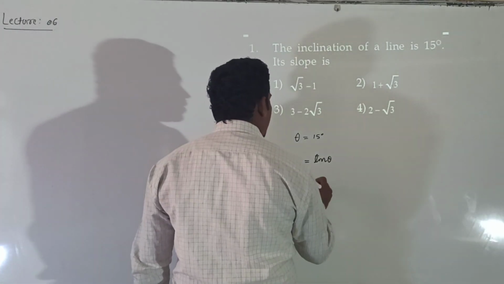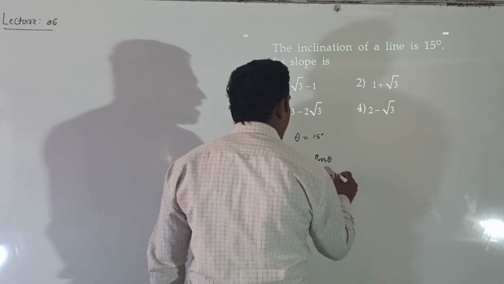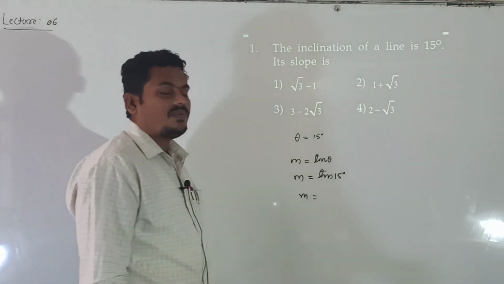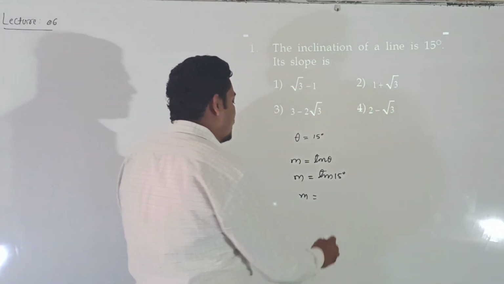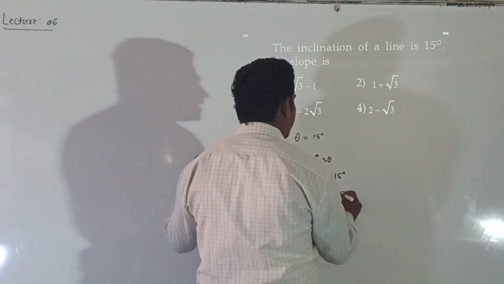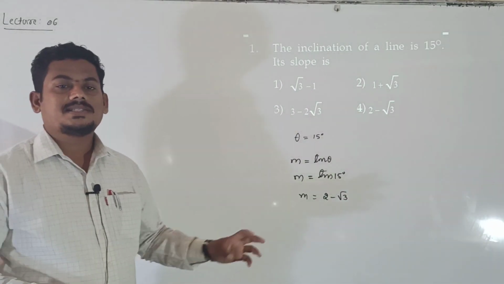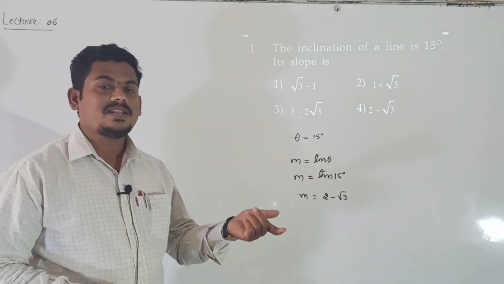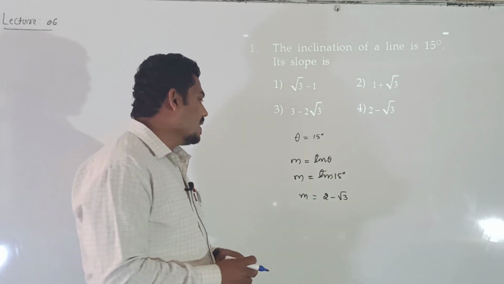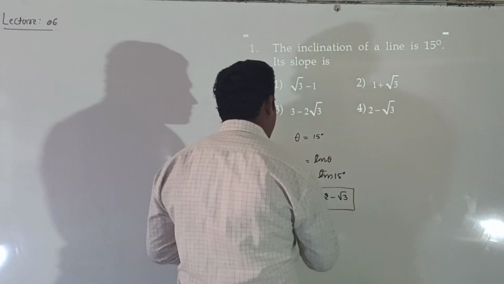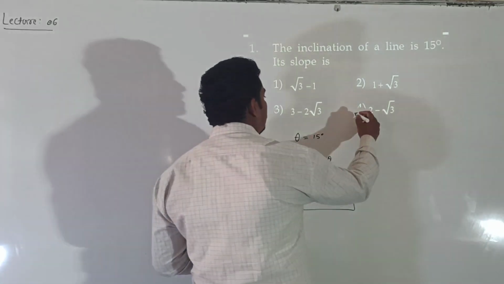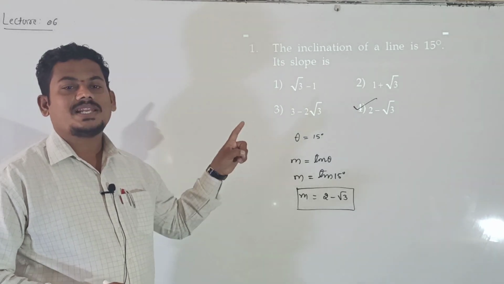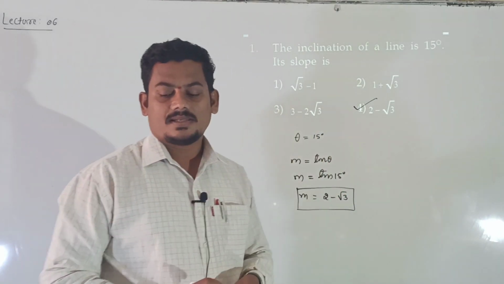Then slope is tan 15 degrees, right? And already you know the tan 15 value, tan 15 is 2 minus root 3. It is also one of the standard values. Tan 15 is 2 minus root 3 and tan 75 is 2 plus root 3, right? Slope of the line is 2 minus root 3. That is the fourth option. 2 minus root 3 is the slope of the line when inclination is 15 degrees. Next problem.